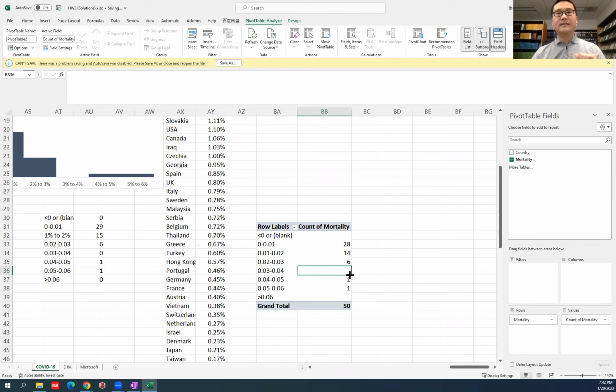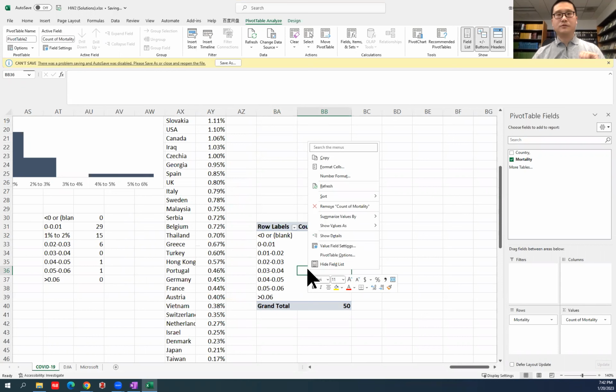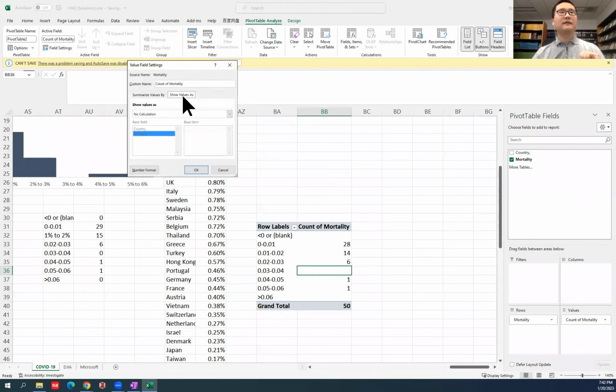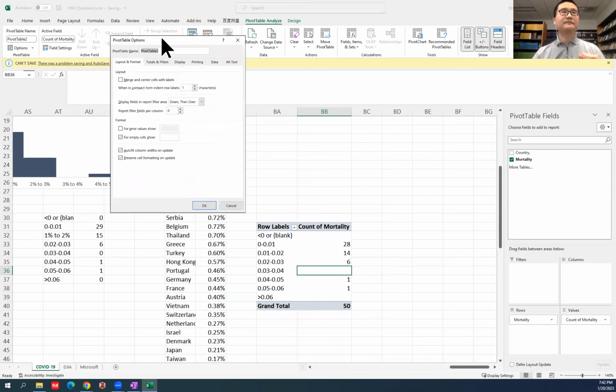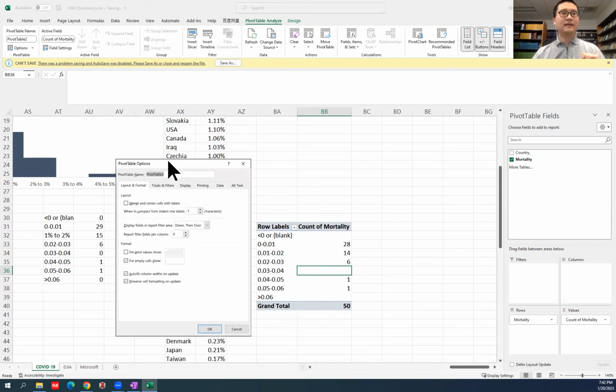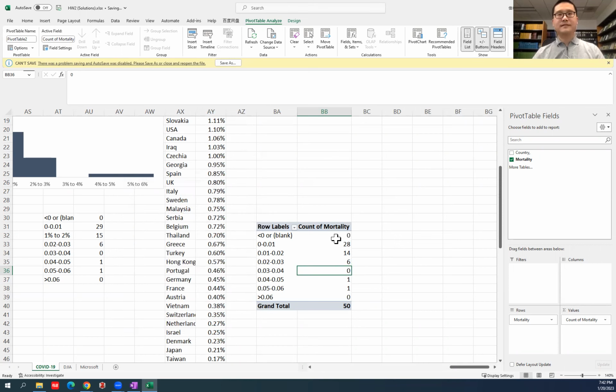So what if we want the count to show up exactly as 0? This can be done if we go to, let's see. Okay. If we right-click the count of the mortality rate area and go to pivot table options, in the layout and format, there's an option for format. For empty cells, show what? We can put 0 in it. And you notice that each of these 3 cells that used to be empty had zeros populated.